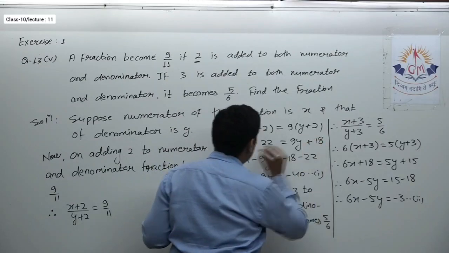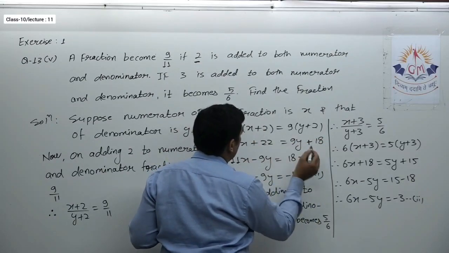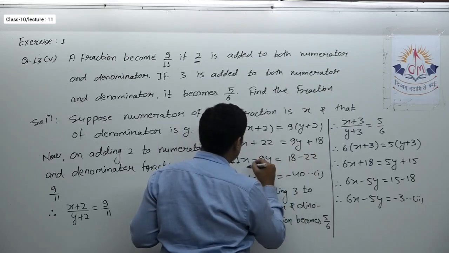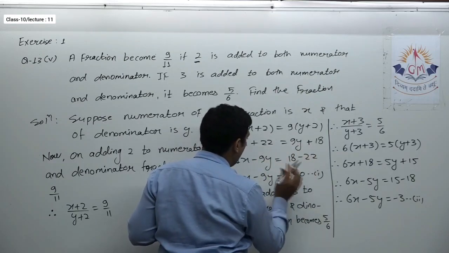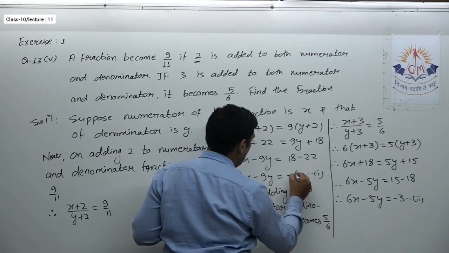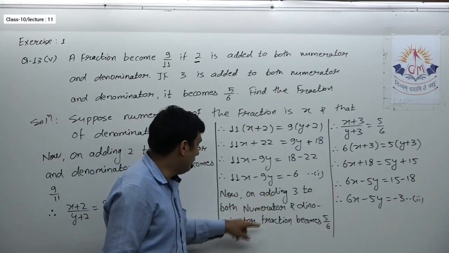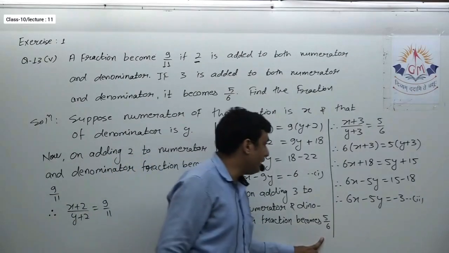Okay, here it should be plus 18. So this will be a little bit 11x minus 9y, 18 minus 22. So instead of this, here it will be minus 6. Now similarly, on adding 3 to both the numerator and denominator, it becomes 5/6.